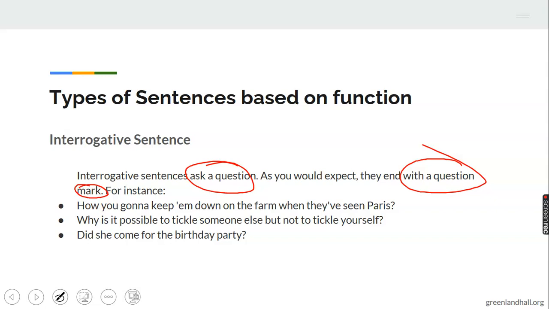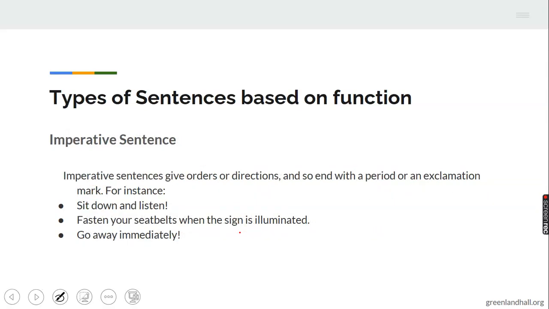You try to read the remaining two by yourself. You see how complete a sentence they are. And you can see the question mark at the end of each statement. Then the last one is the imperative sentence or statement.